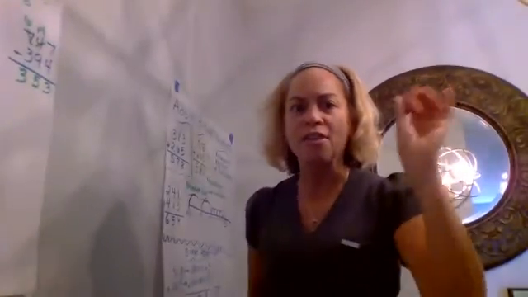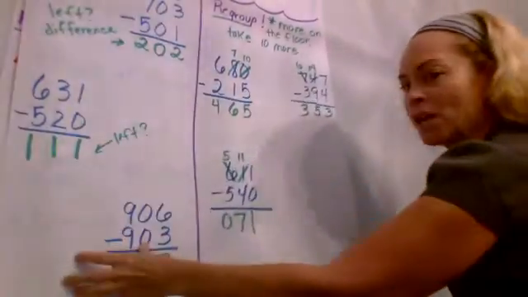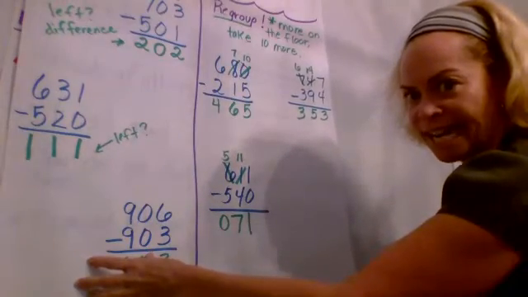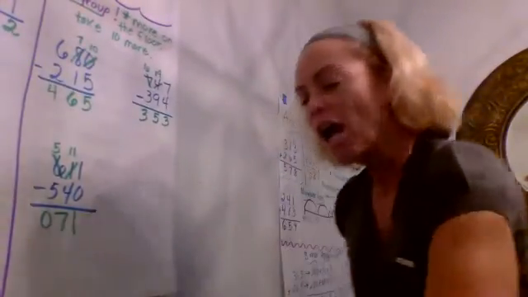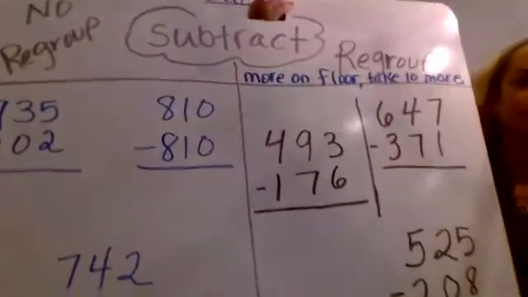Okay? So I'm going to give you some problems to try. You have 3 each, boys and girls. 3 are no regrouping, where you don't have to go next door and take 10 more. And 3 will be regrouping. If there's more on the floor, go next door. All right, let's take a look here.